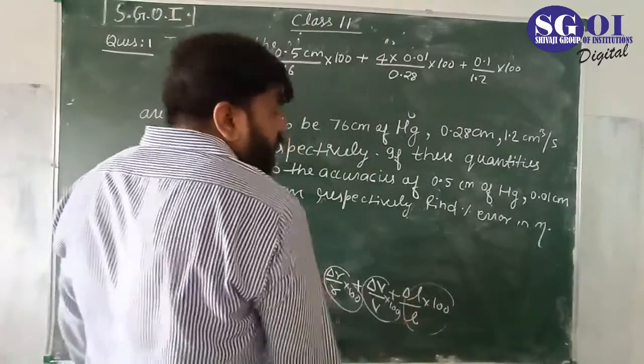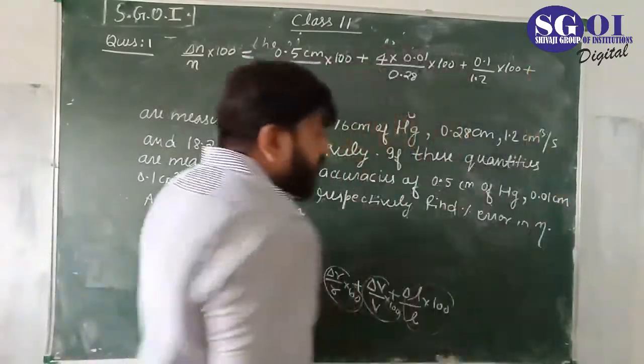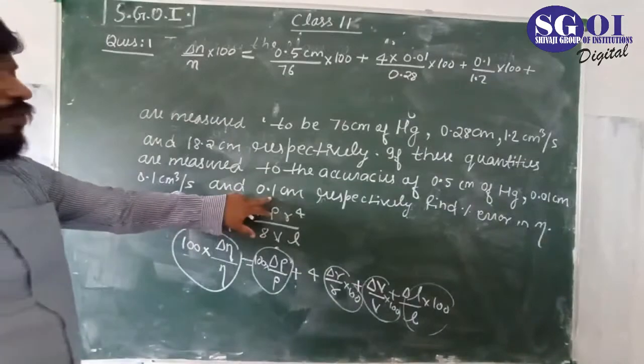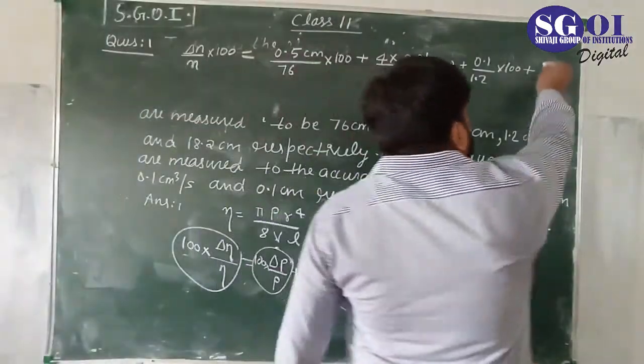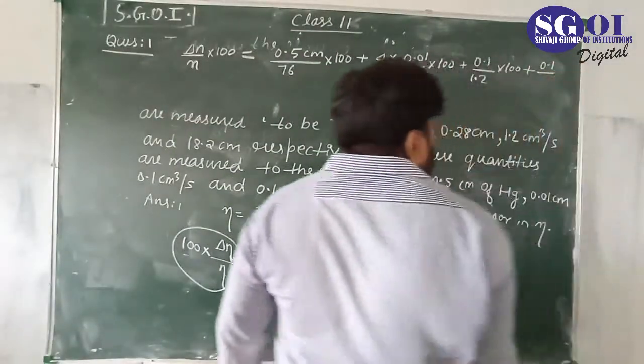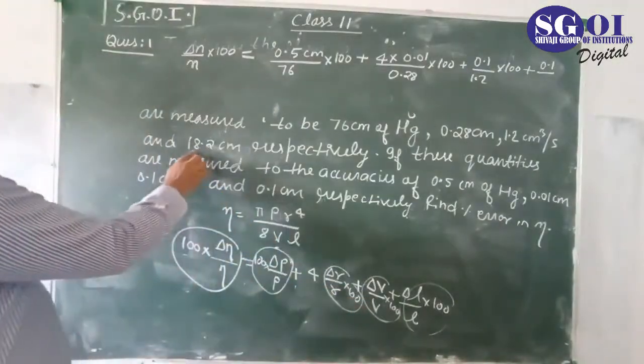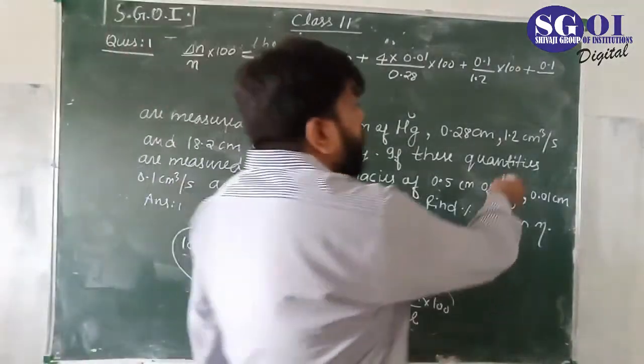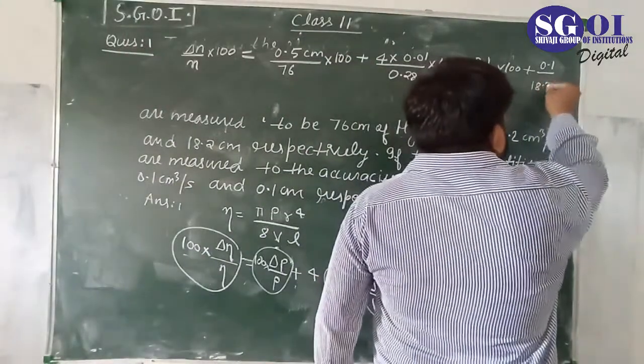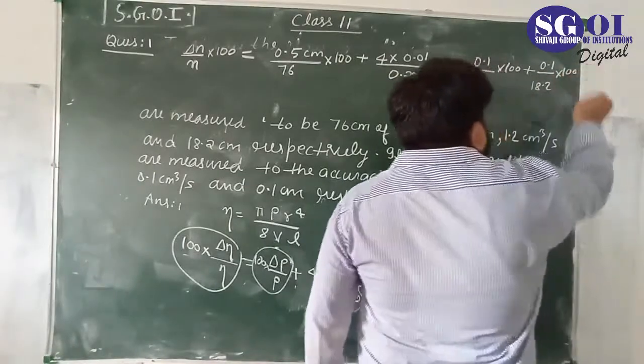Now for the last term L, delta L. Delta L is this one, 0.1 centimeter. So 0.1 centimeter upon what is L? L you have given 18.2 centimeter. So this is 18.2 into 100.